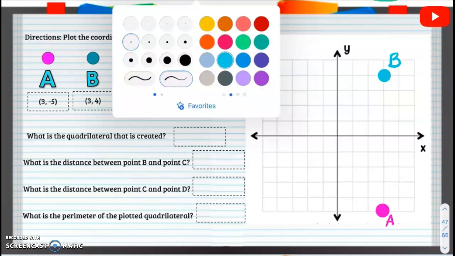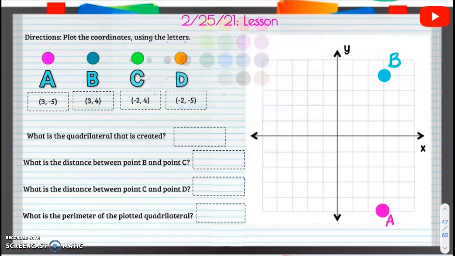Perfect. Point C is at -2, so -1, -2. +4: 1, 2, 3, 4. So here's where our point C is going to be. And last but not least, point D is at -2, -5: 1, 2, 3, 4, 5.